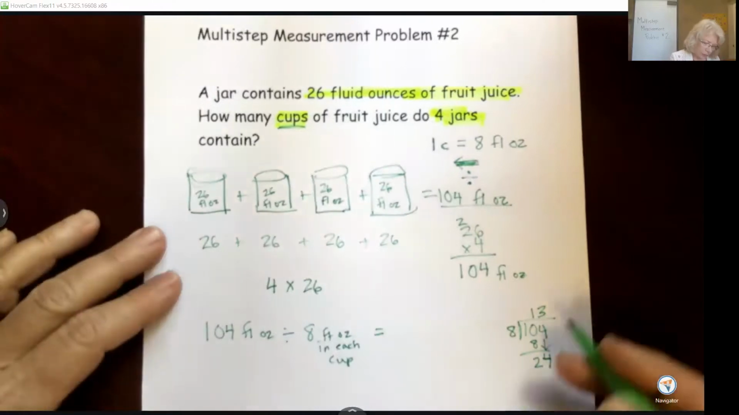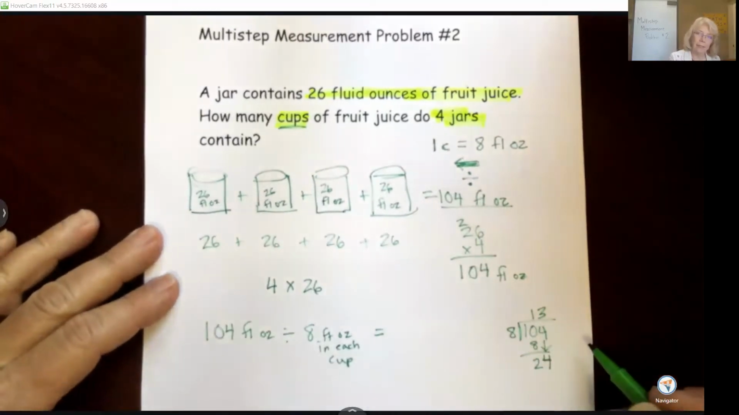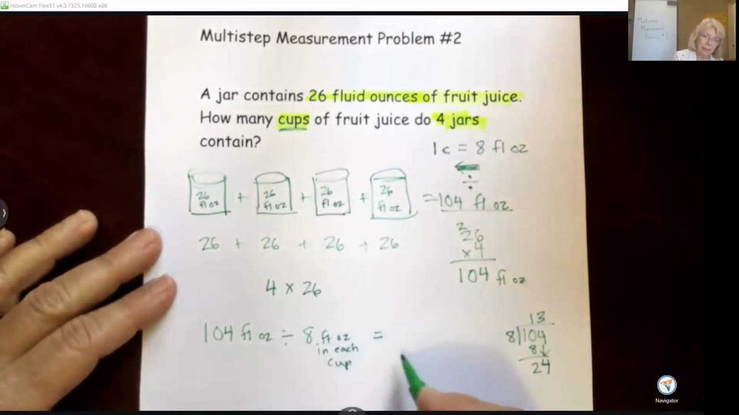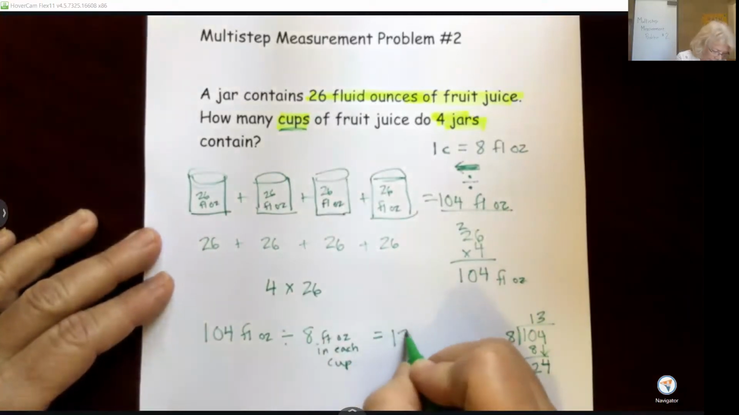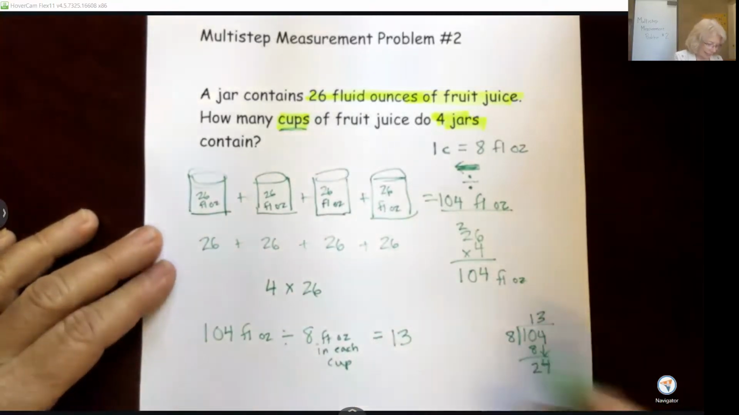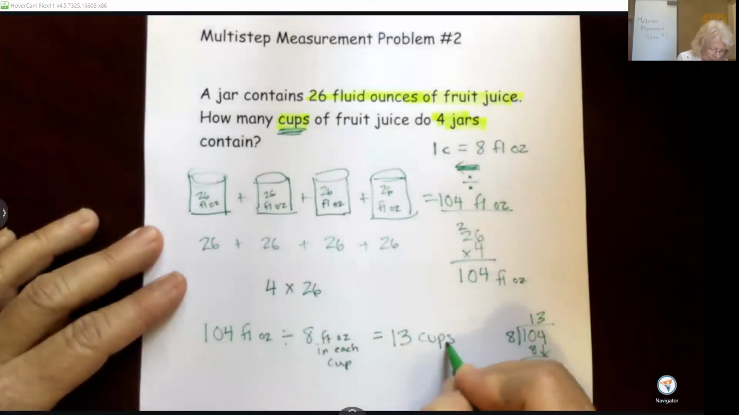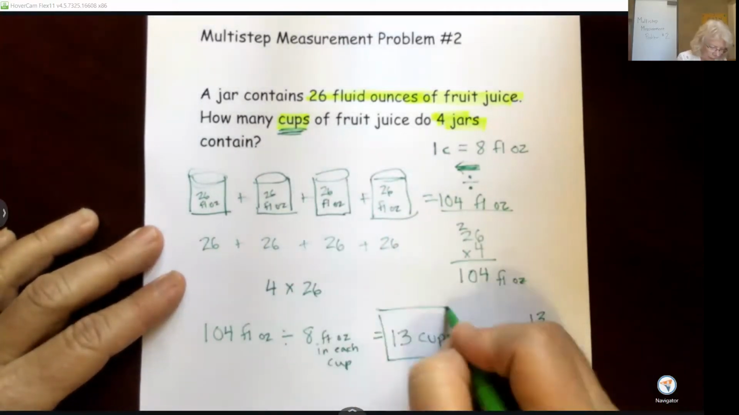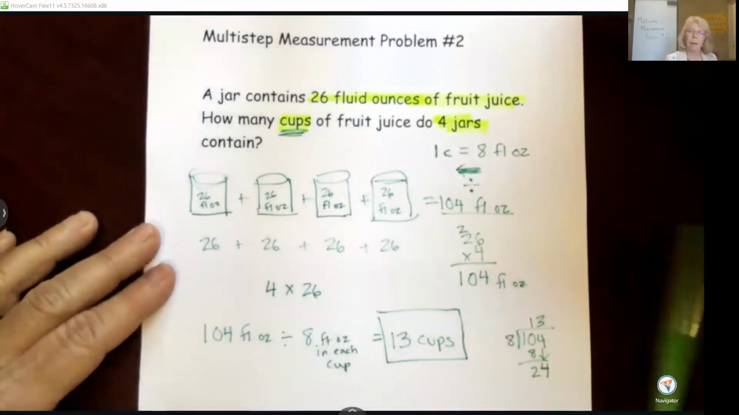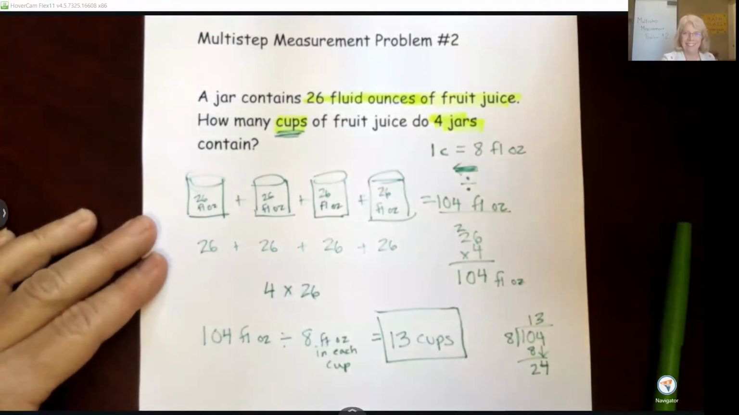So my answer, this one did divide evenly, so my hunch was correct. And I'm going to have 13. 13 what? What were we trying to get to? Yes, cups. So my answer is 13 cups. And my problem is now done.